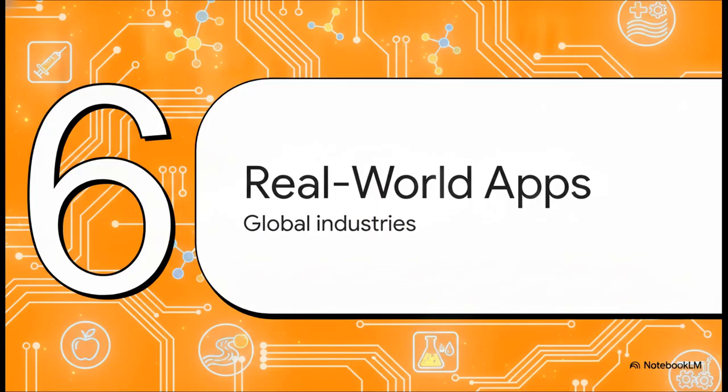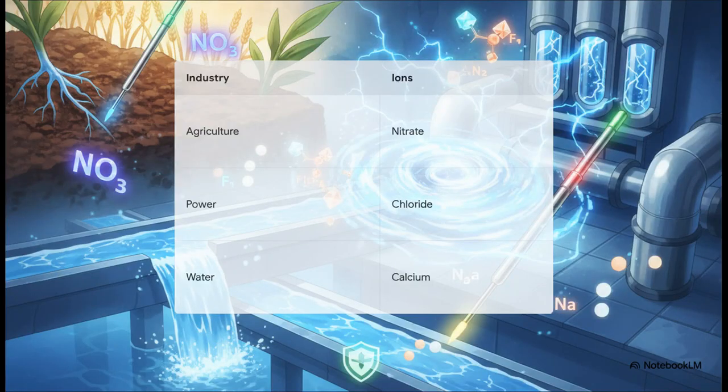And finally, Section 6, Real-World Applications. These sensors are literally everywhere, working at a massive scale. In agriculture, they're plunging into soils to ensure optimal nitrate levels for crops. In power generation and nuclear fuel reprocessing, they're constantly monitoring critical chloride and fluoride levels. And in our municipal water facilities, they're checking calcium, sodium, and overall drinking water safety day in and day out. They are for sure the silent chemical sentinels of our modern world.